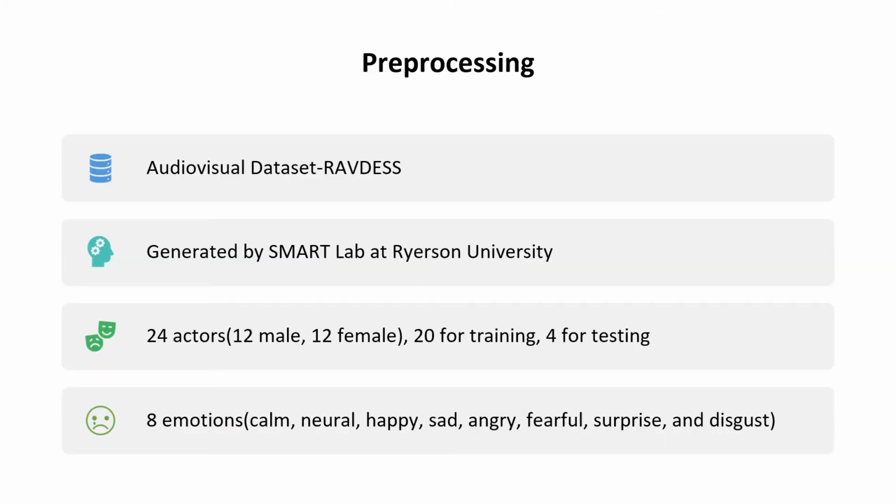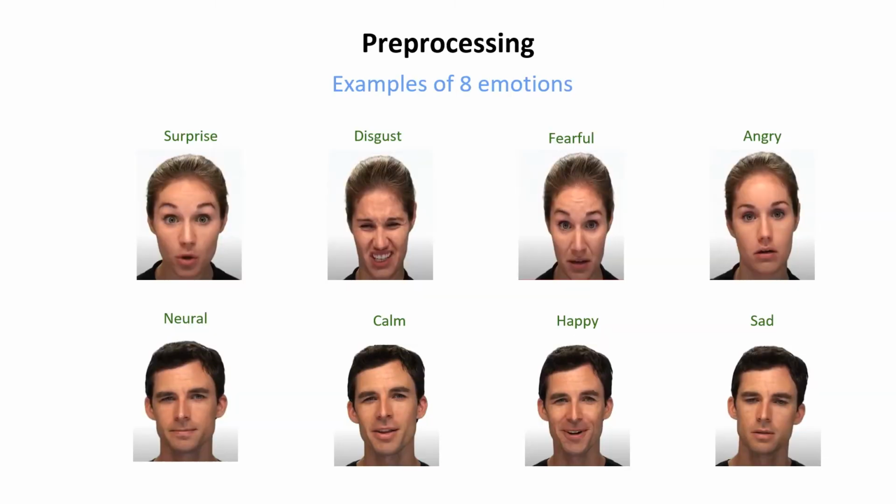The second part is the pre-processing part. The dataset we use is Ravdess. It is generated by SmartLab, and we have both audio and video data for 24 actors. We will use 20 for the training process and the remaining 4 for testing. It includes 8 different emotions. Here is an example of the 8 different emotions in this dataset.